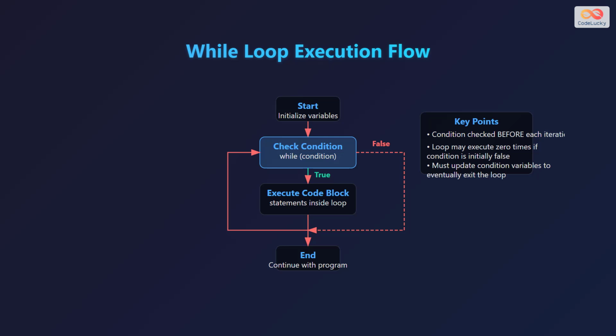Some key points about the loop: the condition is checked before each iteration. The loop may execute 0 times if the condition is initially false. It's crucial to update the condition variables within the loop to eventually exit the loop. Failing to do so can result in an infinite loop.